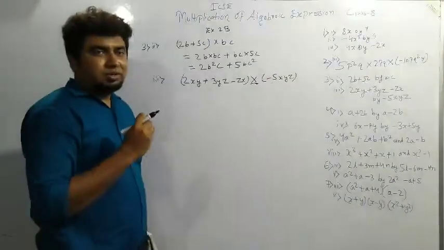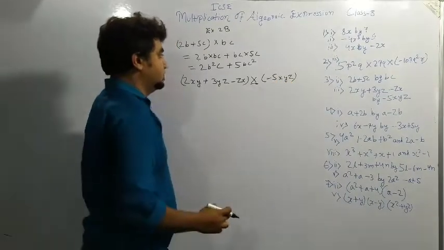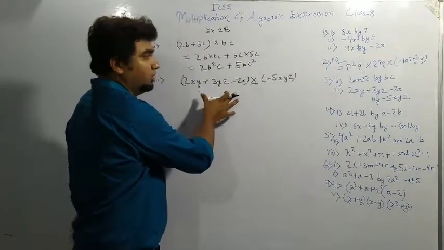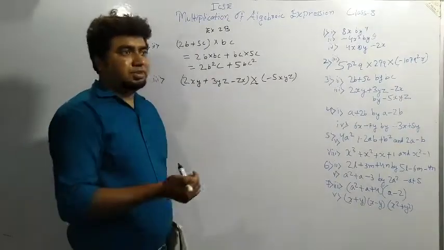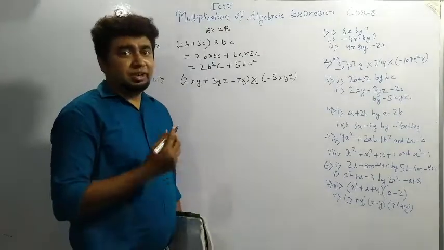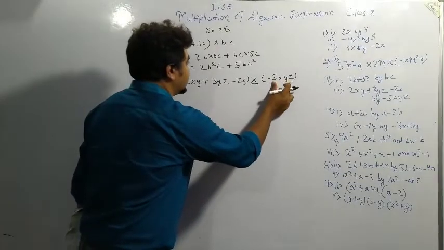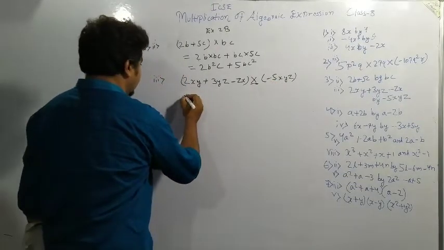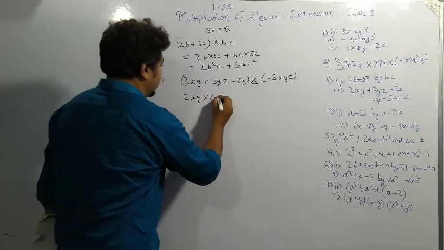So what is the rule? Again, this is a monomial and this is a polynomial, meaning 3 terms are there: 1, 2, 3. So this is a trinomial, but when there is more than one term we generally call it a polynomial only. So minus 5xyz will be multiplied to 2xy, 2xy into minus 5xyz.